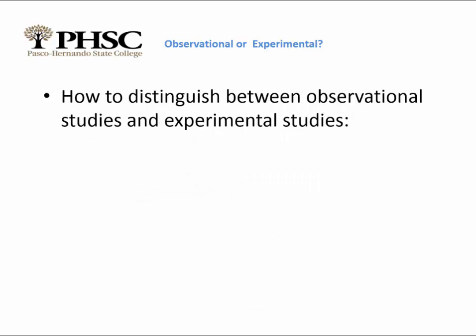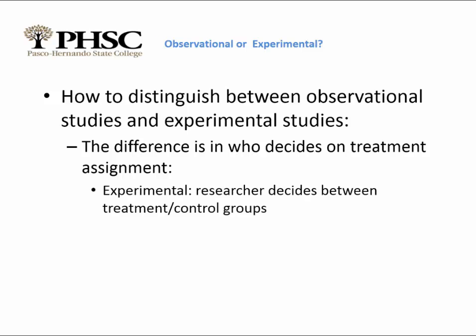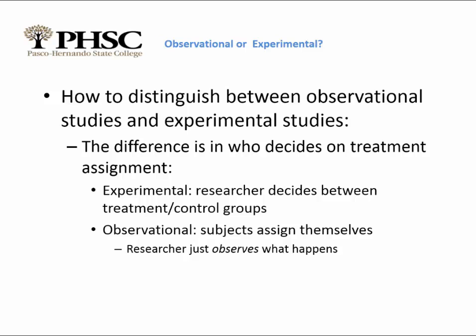So how can we tell the difference between observational and experimental? The difference is in who decides on the treatment assignment. In an experimental study, the researcher decides between the treatment and control group. In an observational study, the subjects simply assign themselves. So in an observational study, the researcher simply observes what happens.